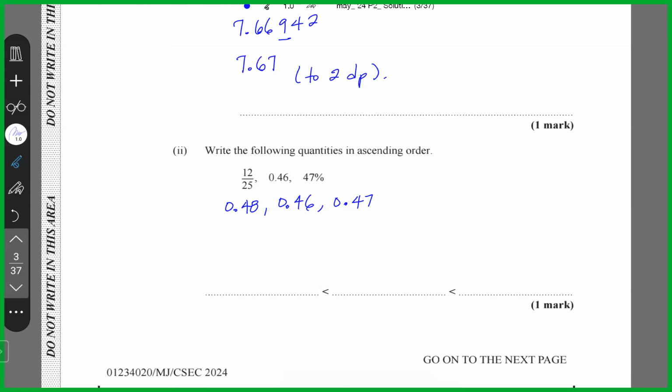So now that they're all decimals, I can clearly see that the largest one is 0.48, which corresponds to 12 over 25. The one that follows next would be the 47%. And the one that is last is 0.46. So 12 over 25 is greater than 47%, which is greater than 0.46.